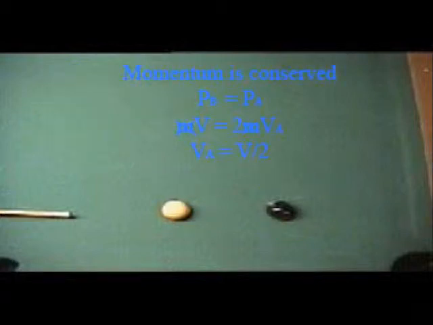Another law of physics is that momentum is always conserved. Therefore, we can assume that the momentum before the collision will equal the momentum after the collision. Plugging in the two values we previously found, we can now solve for va. Notice here that the mass cancels out, making va equal to v over 2.